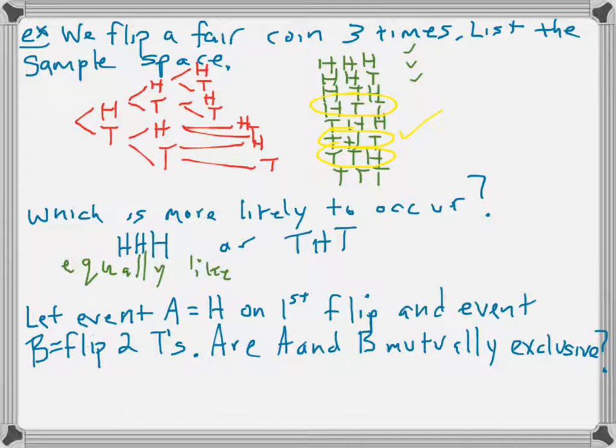All right, let event A equal a heads on the first flip, and event B equal flipping two tails. Again, we're talking about three flips of the coin here. Are A and B mutually exclusive?